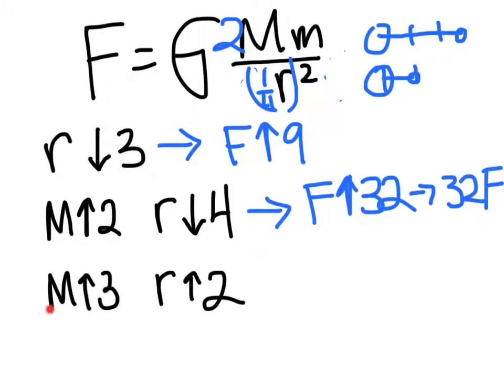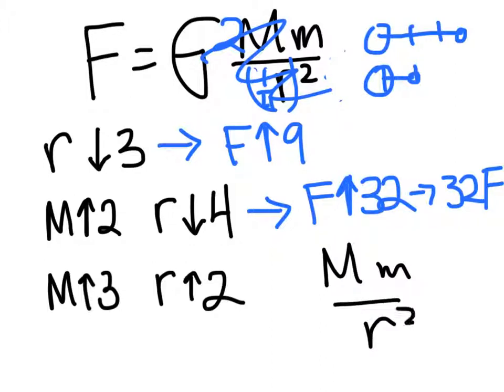And lastly, if one of the masses were to triple and the radius, oh this is a good one, were to double. So the force is going to increase because of this, but because the masses are getting farther apart, it's going to decrease because of this. So that's kind of messy. Let's just start over. So we have this, and we have this, and we have this. So this increases by a factor of 3. This increases by a factor of 2.